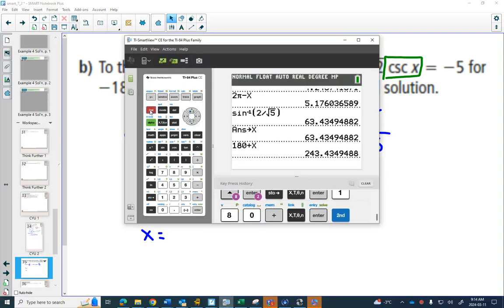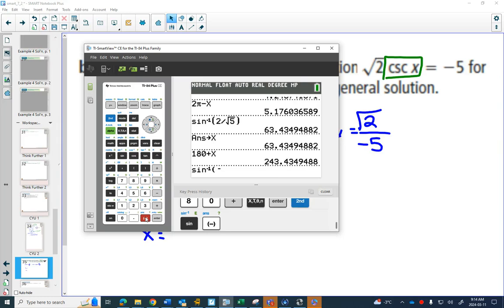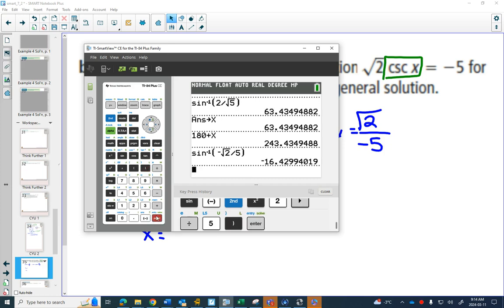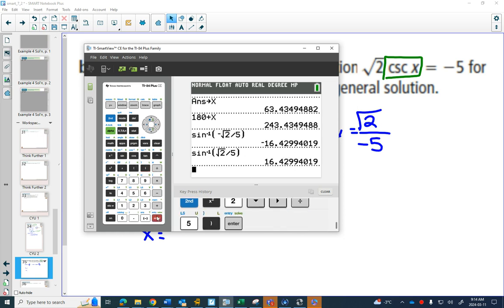So now I'm going to go sine inverse and make sure I type it right. Negative square root of 2, all divided by 5. And my reference angle, and I put a negative 2. Sine inverse of root 2. Reference angles are always positive. I did that on purpose, sure. There, 16.43.